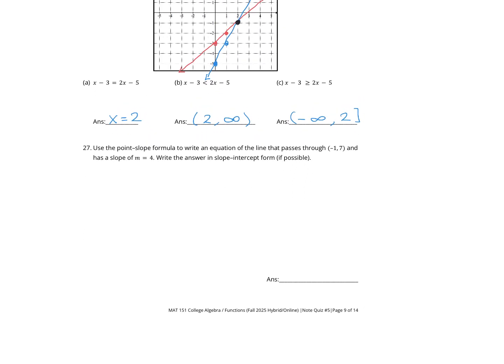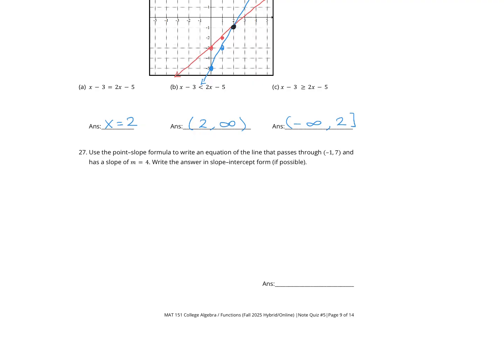All right, now we're going to talk about building lines from information. This first one wants us to use what's called the point slope formula. That formula is y minus y1 equals m times x minus x1, where m is your slope and x1, y1 is your ordered pair they give you. So for this one, we're going to have y minus the y value, which is 7, equals the m, which is 4, times x minus -1, which is x plus 1.